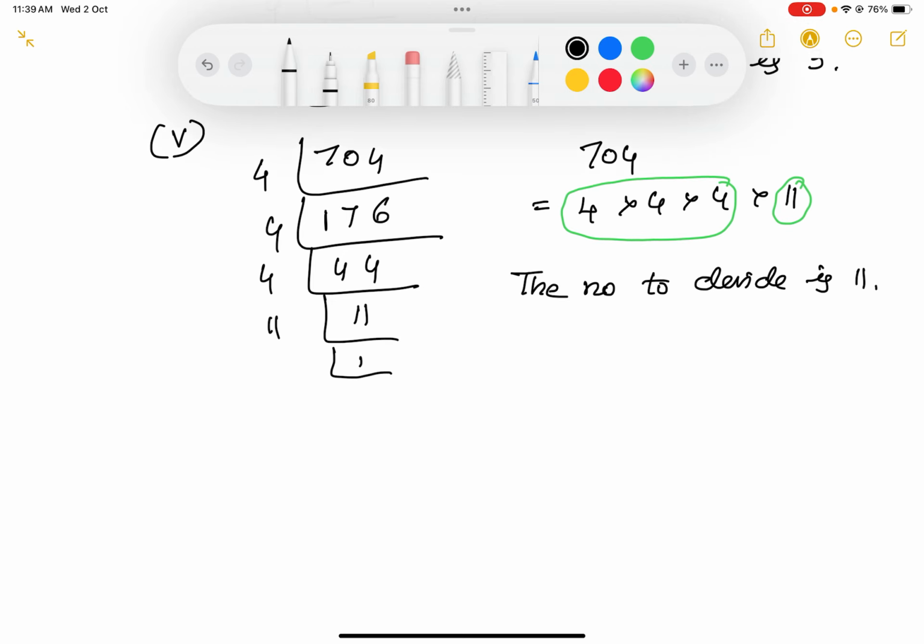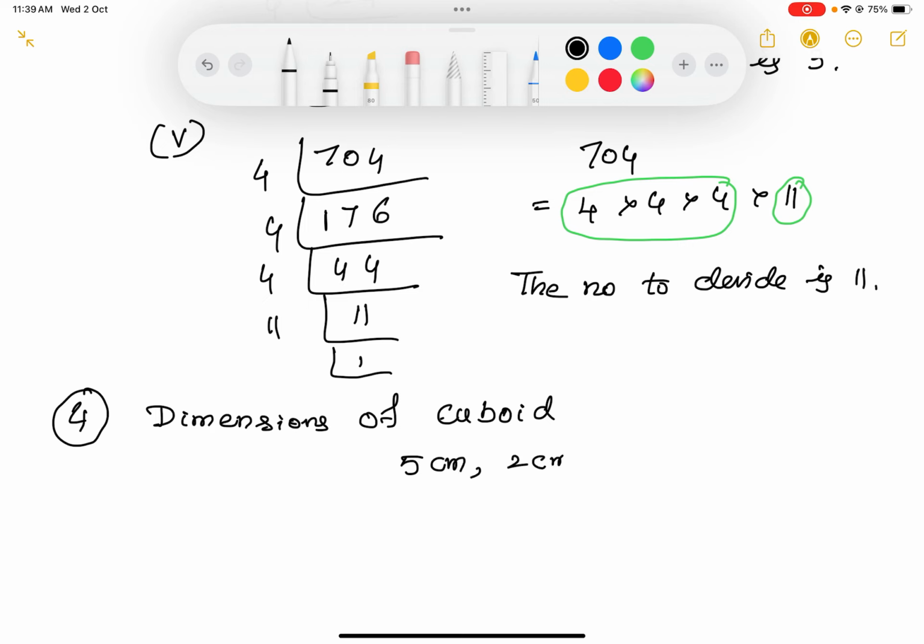And now let us go to the last problem in this exercise. The fourth problem is: Parikshit makes a cuboid. I hope all of you know the problem, a cuboid. So I just write down the dimensions of the cuboid. What are the dimensions of the cuboid? It is 5 centimeters, 2 centimeters and 5 centimeters. So how many such cuboids will be needed? So now when you have a cuboid, what is the volume of a cuboid? Length into breadth into height, correct? So 5 into 5 into 2.